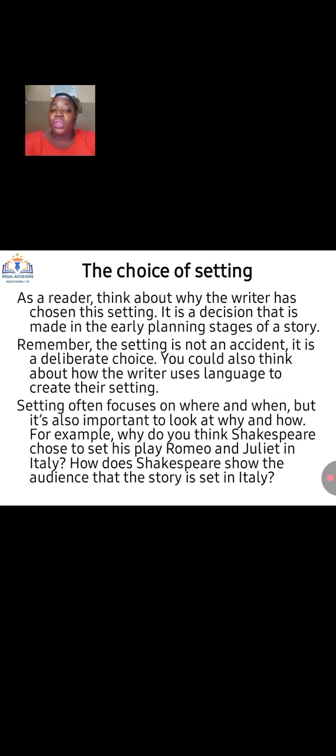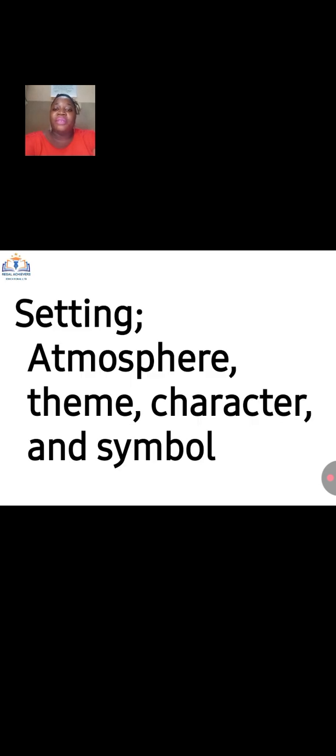Setting often focuses on where and when, but it's also important to look at why and how. For example, why do you think Shakespeare chose to set his play Romeo and Juliet in Italy? How does Shakespeare show the audience that the story is set in Italy? Now we dive into setting and atmosphere, setting and characterization, and setting and symbol.